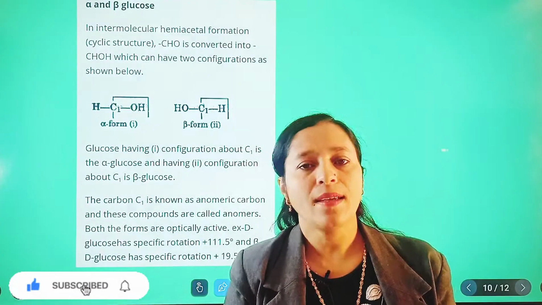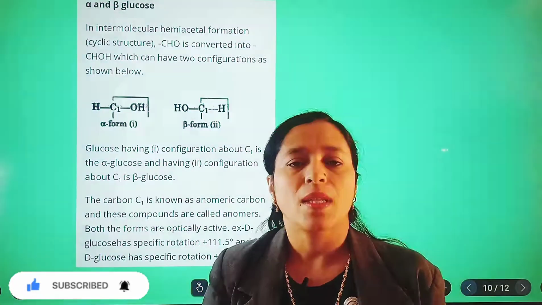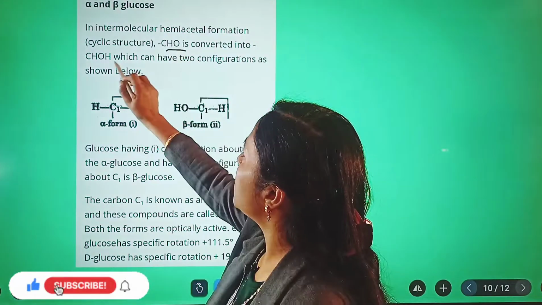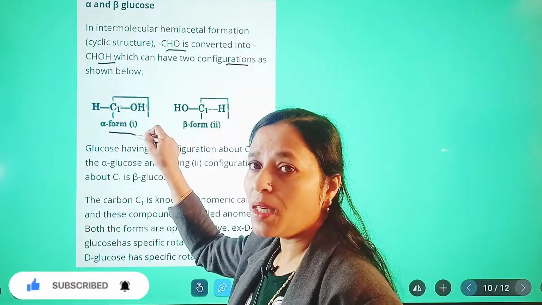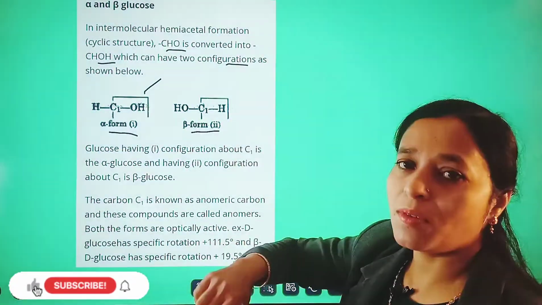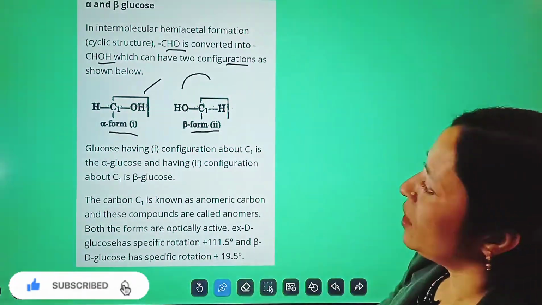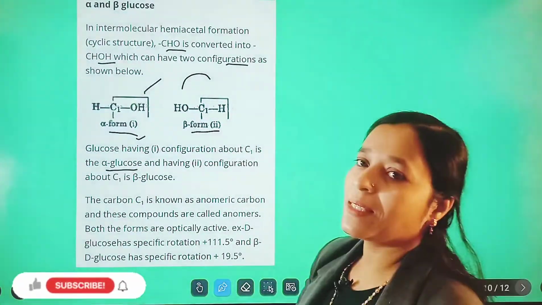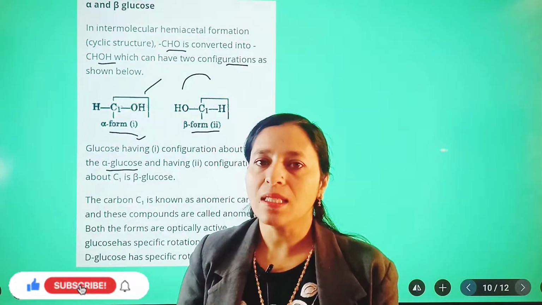Now the one thing left is alpha and beta glucose. In the intramolecular hemiacetal formation, in the cyclic structure, the CHO group gets converted into the CHOH group, which can have two configurations. In the alpha form, the OH group is present on the right side, whereas in the beta form, the OH is present on the left side. So the configuration about C1: this is the alpha glucose, and if the hydroxyl group is present on the left side, then it is the beta glucose. So this is the difference between alpha and beta glucose.